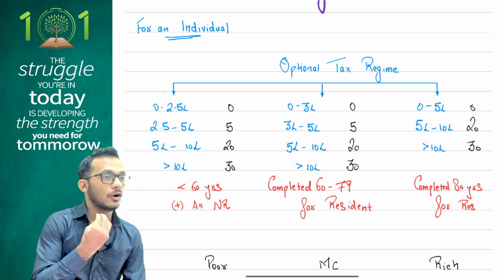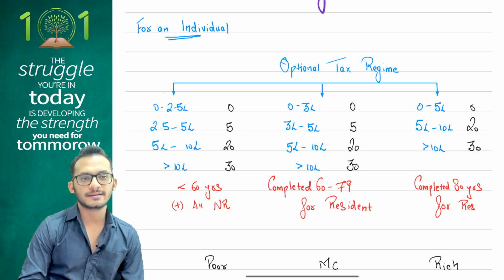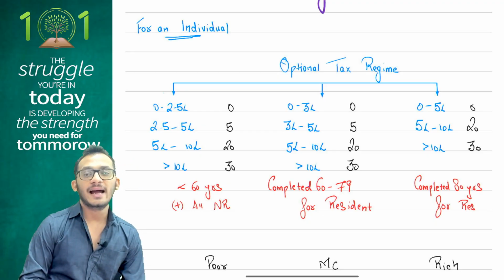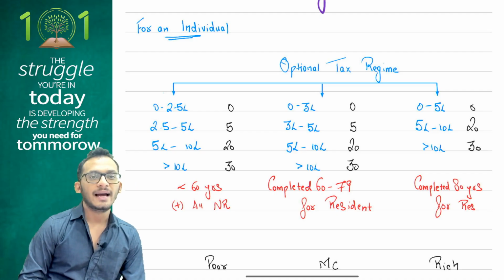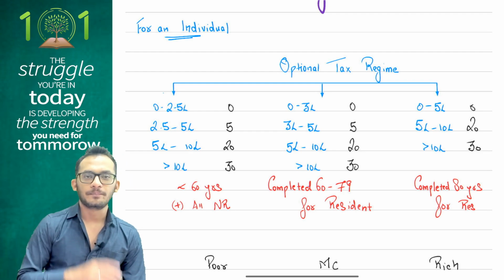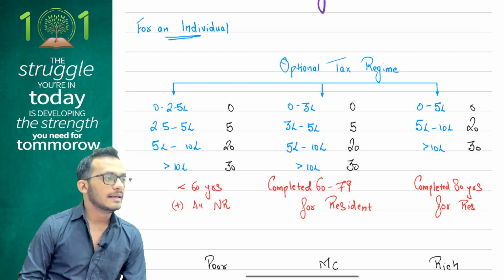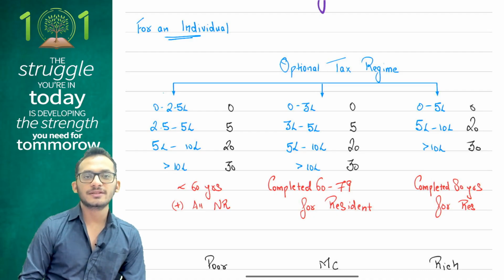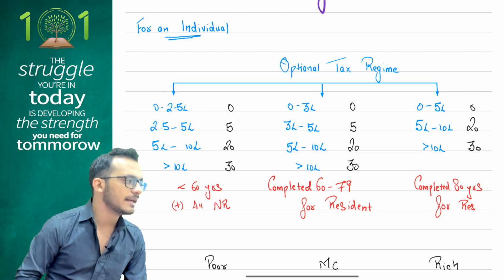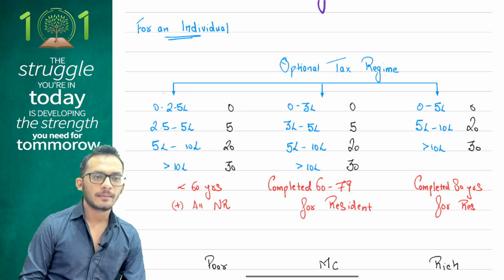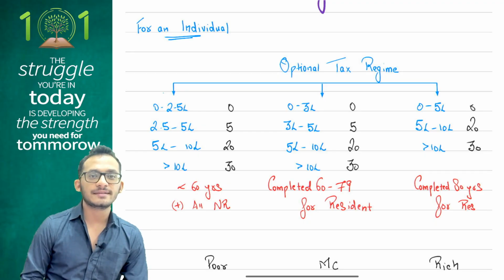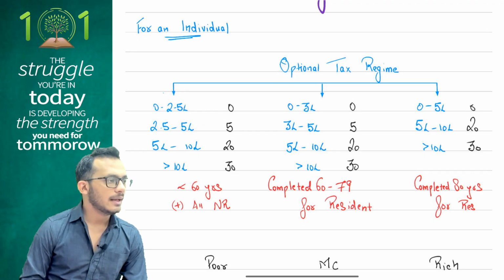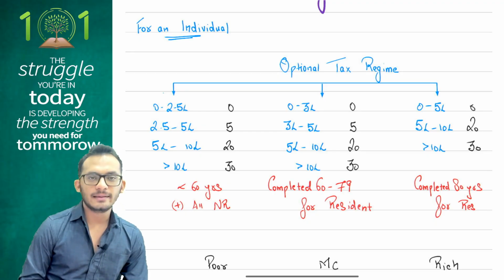How do the three slabs work? The first slab is for all non-residents and for all residents who are at the age less than 60 years at any time during the previous year. The second slab works for any resident individual having an age of 60 to 79 years completed, meaning on 1st April he is deemed to have completed on 31st March. And the last one says resident individual aged 80 or more is going to be part of it.